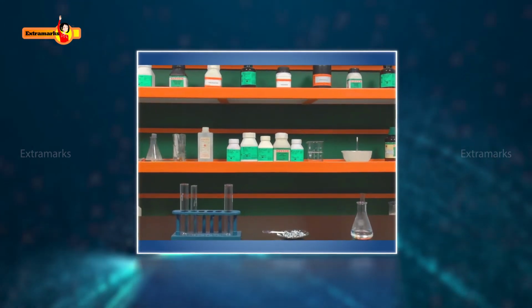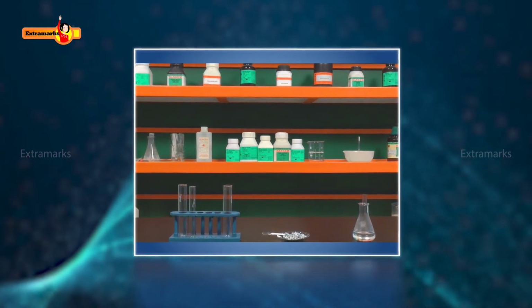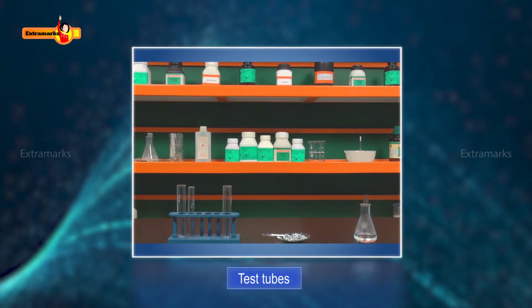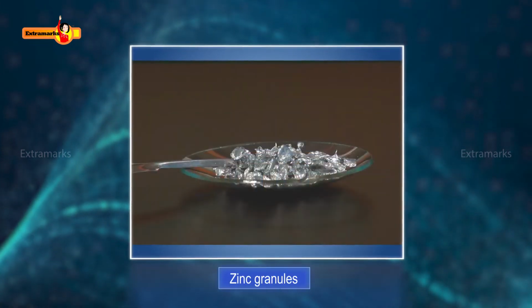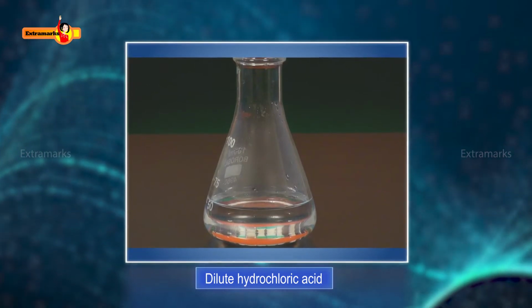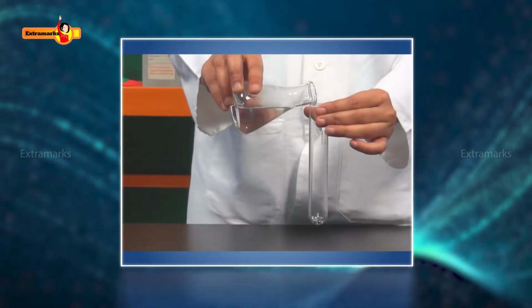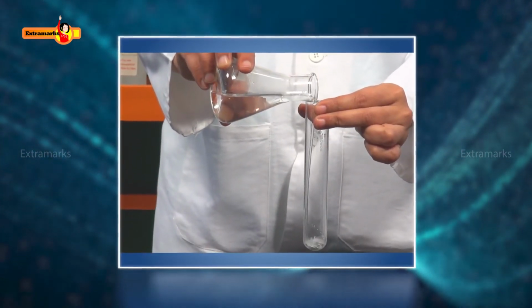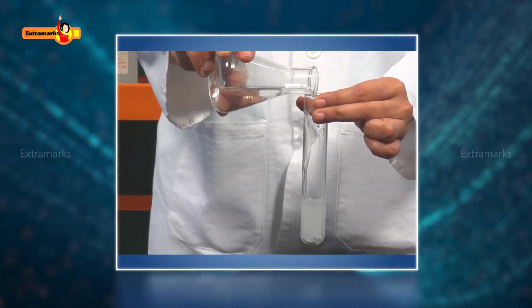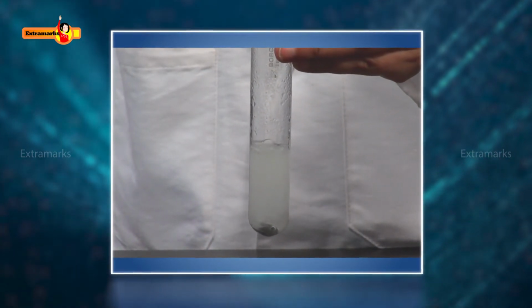Let's understand in depth about the displacement reaction by performing an activity. For this activity, we need test tubes, zinc granules and dilute hydrochloric acid. Take a few zinc granules in a test tube. Add small quantity of dilute hydrochloric acid in it. What did you observe? The bubbles of gas start coming out.